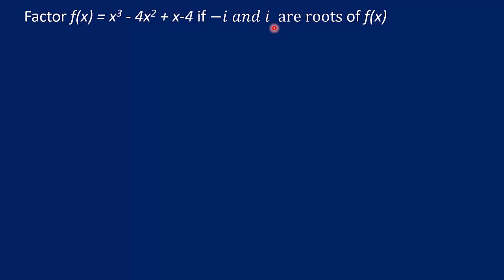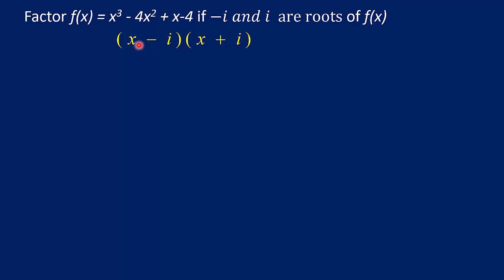Now, remember, non-real roots travel in pairs. So if i is a root, then negative i would be a root. They travel in conjugate pairs. So even if they didn't tell us that negative i were here, we would know it was. So let's see how we would find the other factor of this polynomial, because they told us to factor it.